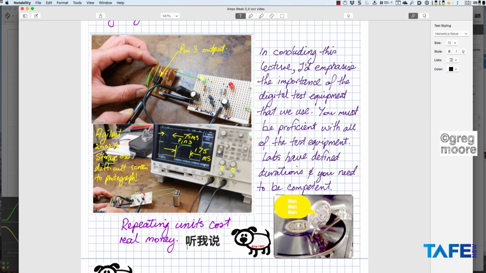And in Chinese, I'd be saying Ting Wo Shuo, which means listen to what I say. Make sure that you know this stuff, because it comes very fast in amplifier fundamentals.